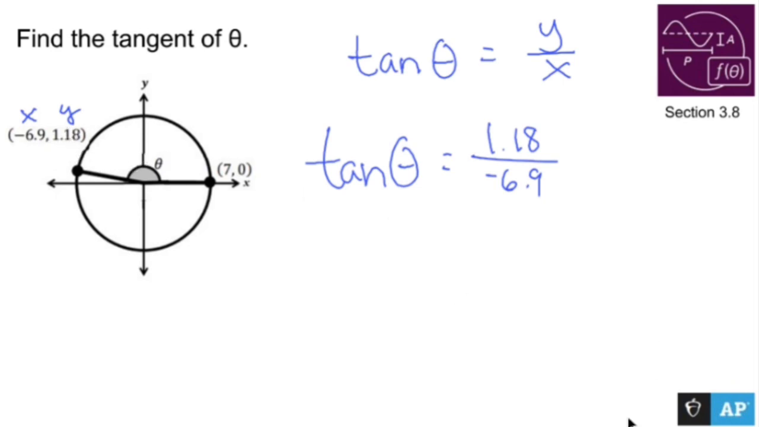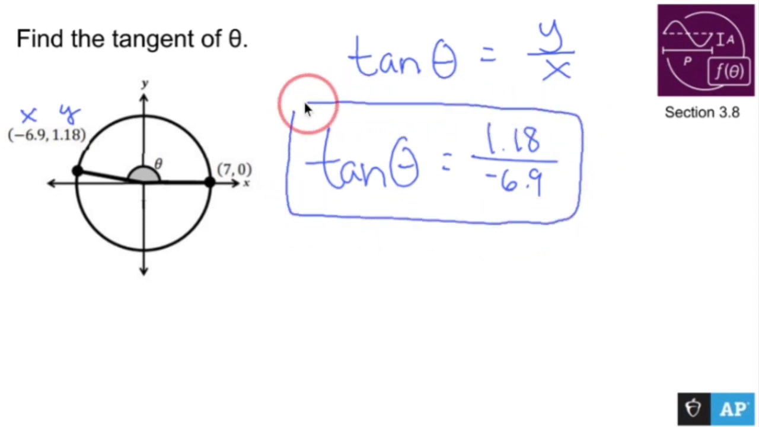All right, now this is not a calculator problem, so I'm not going to simplify this because I don't know what 1.18 divided by negative 6.9 is, so I'm going to leave it like that because that's all we have to do in this situation.